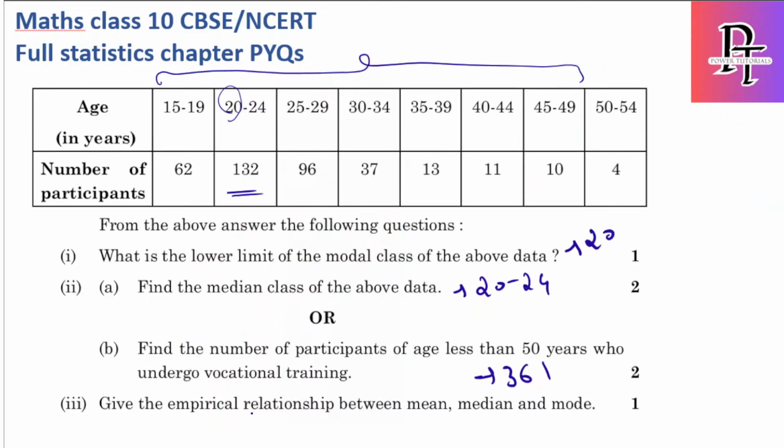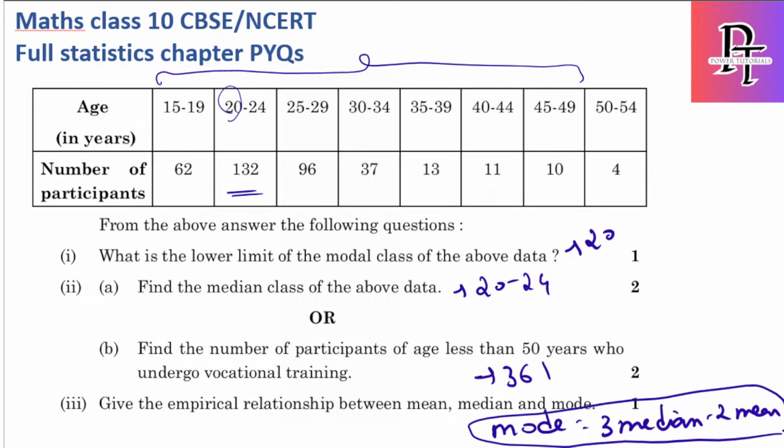Okay, then the last part gives the empirical formula for mean, median and mode. This is the formula I already told you. Mode is equal to 3 median minus 2 mean. So this is the empirical formula for mode, median and mean.